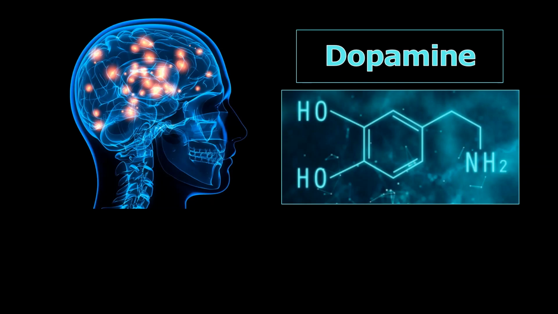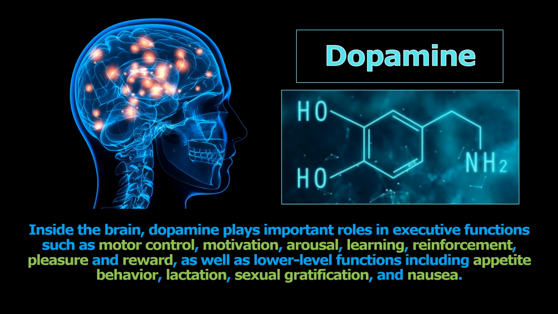Dopamine, everybody's heard of this one before when you talk about getting that dopamine rush of pleasure. And it is true what people say, but it plays a lot of roles in the nervous system. So in the brain, dopamine plays very important roles in what we call executive functioning, like broad motor control, motivation, arousal, learning, reinforcement, and of course pleasure and reward, as everyone has heard about. But it also does some lower level functioning like regulating appetite, lactation, sexual gratification, and in some instances causing nausea.